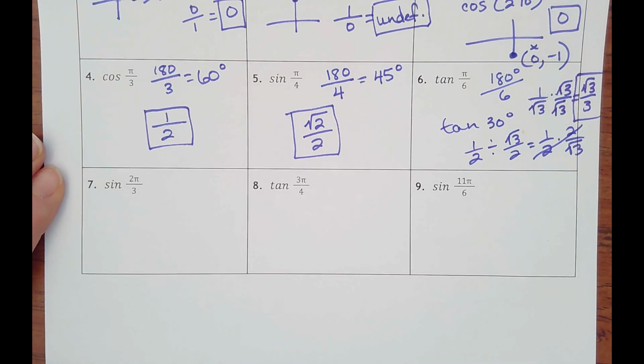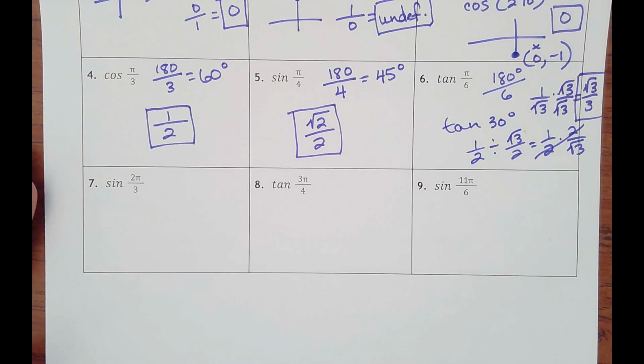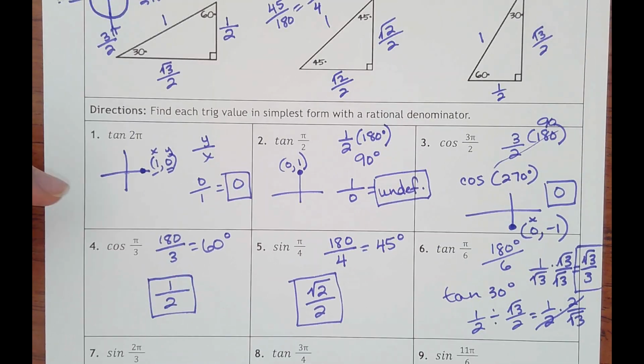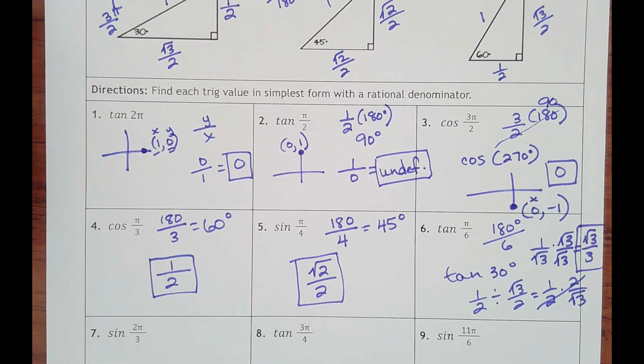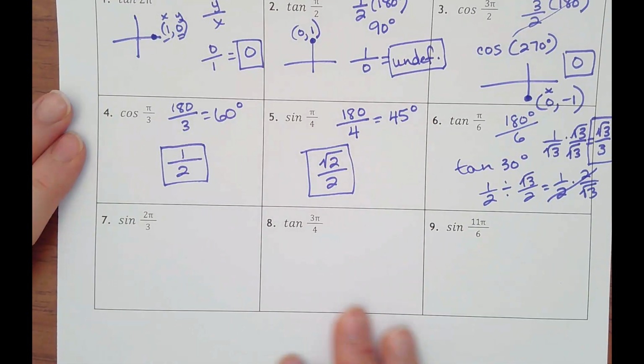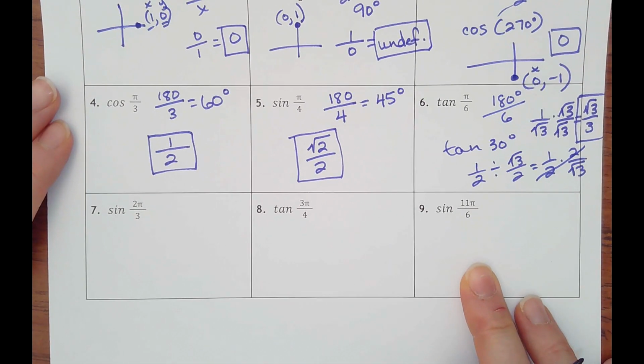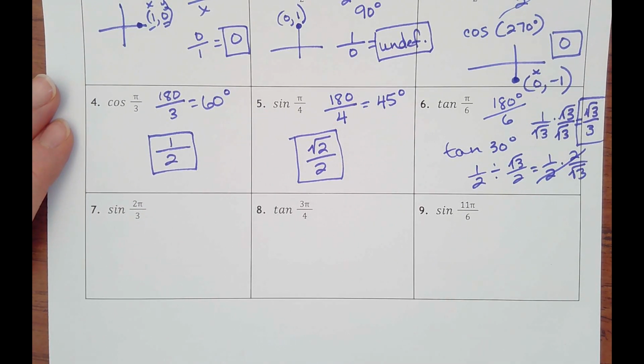Okay, and then the only thing we add to that is now going in different quadrants. So the first 3 were all on an axis. The second 3 were in quadrant 1 where everything's positive. These are all going to be somewhere else, and we have to figure out the sign of them.